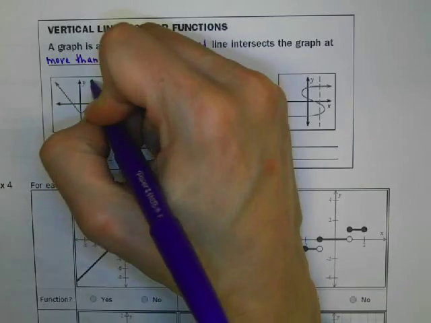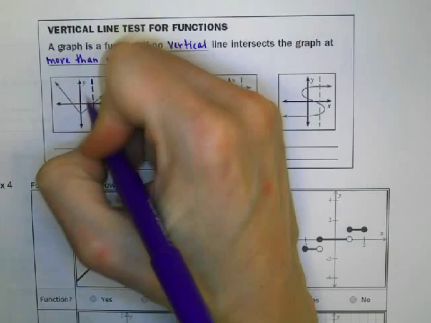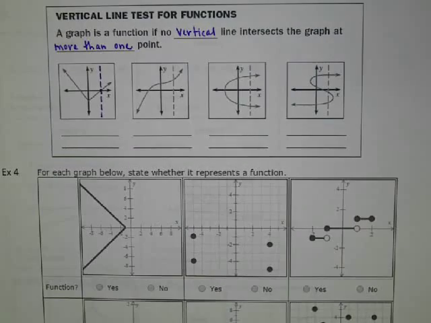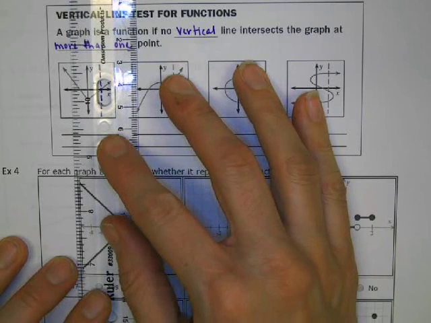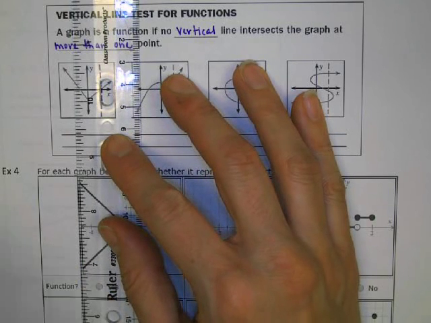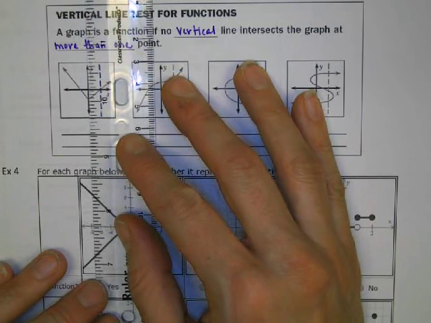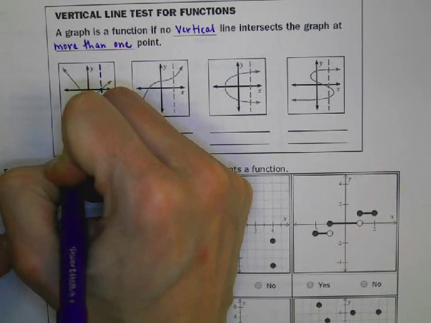So in this case, you can see here's my vertical line, and it's only going to intersect the graph at this one point. And really, I think of it like this. If I take a straight edge, I'm going to use this to be my vertical line. No matter where I slide that vertical line, it's only going to touch the graph at one place at a time. So this is a function.